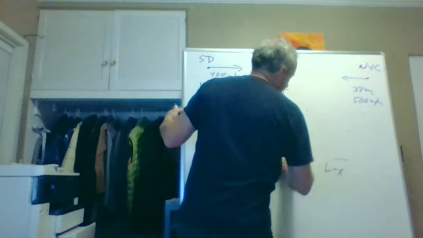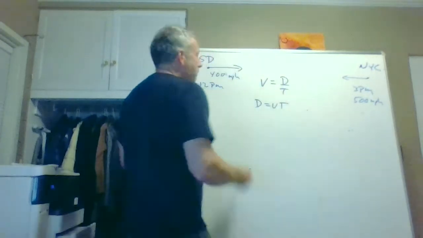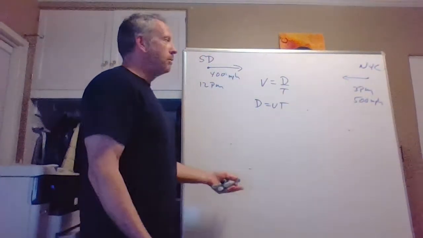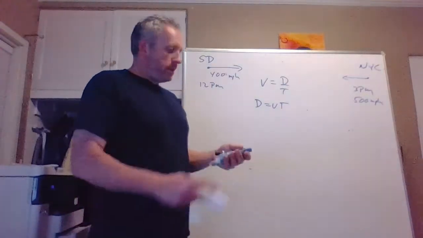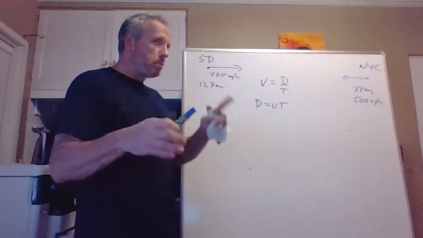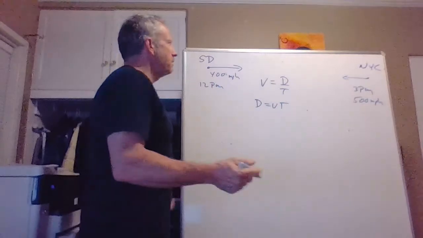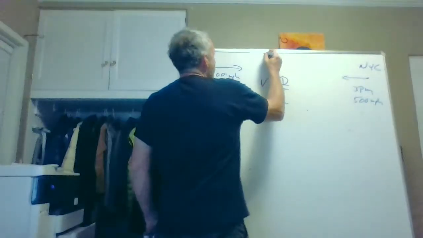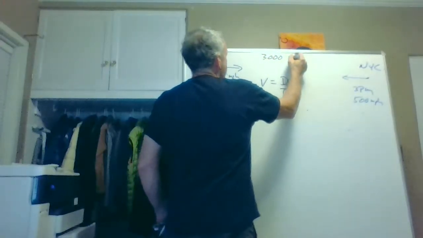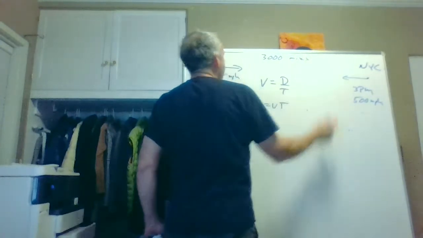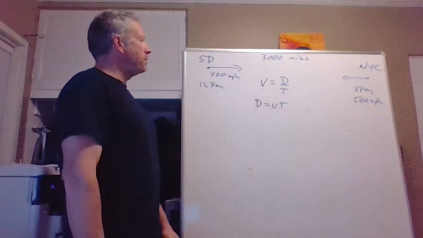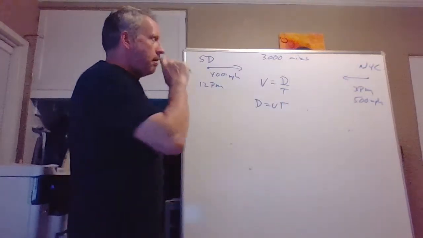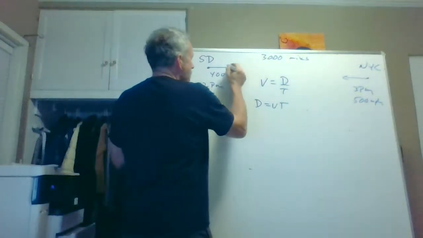There's one other thing you need to know before we can do this problem, or you need to look up, and that is the distance between San Diego and New York. Just for the purposes of this problem only, let's just say it's 3,000 miles. Well, it's probably a little bit less, but that's close enough. So 3,000 miles between San Diego and New York. I want to modify this drawing a little bit.